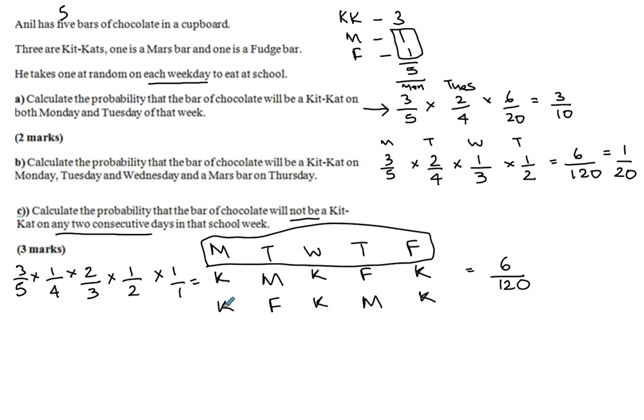And we can tell that this one will be the same. We'll do it anyway. 3/5. Fudge is 1 out of 4. Kit Kat will have 2 left out of 3. And then the Mars bar will just have 1 of them over 2, and times 1. So you can tell basically all you're doing is multiplying that by 2. So you've got 12 over 120, and when you simplify, you get 1/10.